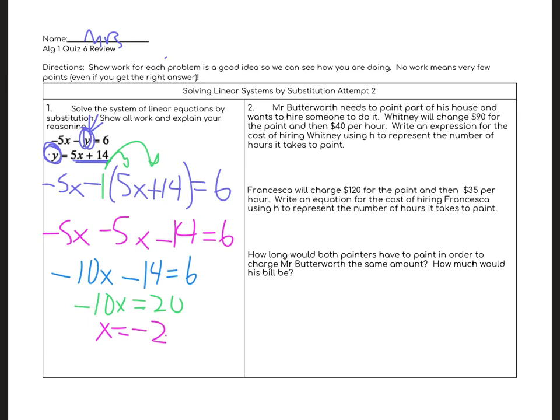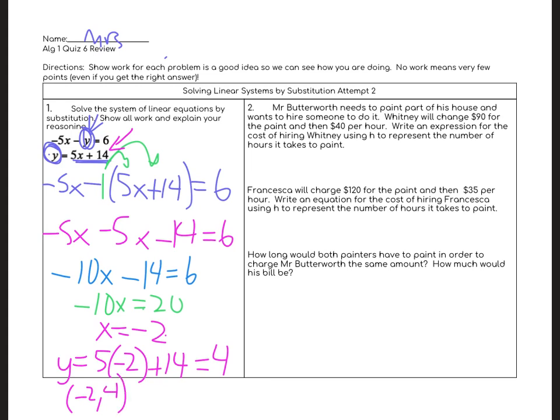You're not done. You need to find y. So plug that negative 2 back in. 5 times negative 2 plus 14. Where am I plugging that in? Right up there. 5 times negative 2 is negative 10, plus 14 is 4. So the point negative 2, 4 is your solution.